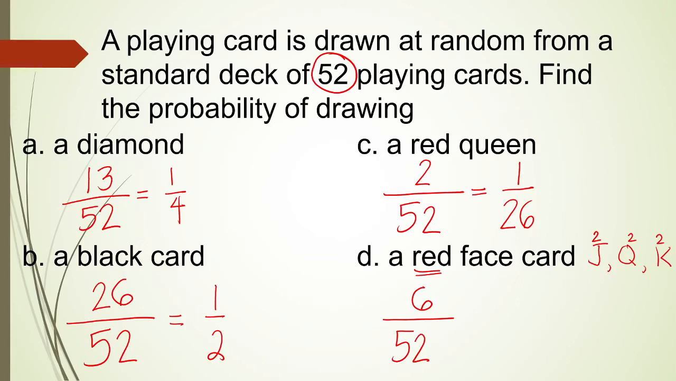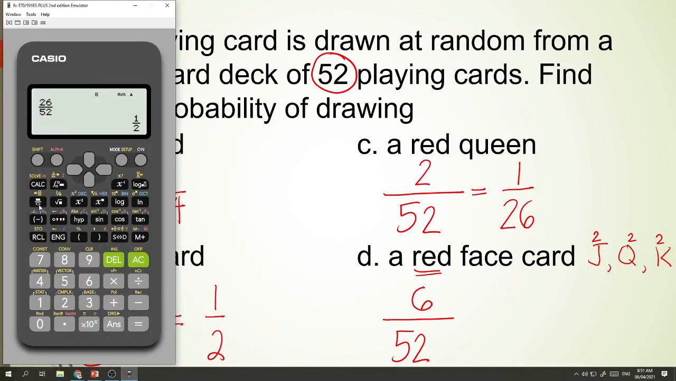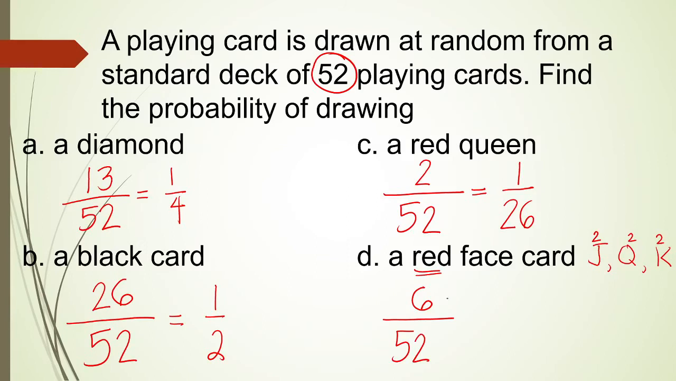Reduce 6 over 52. O, gamitan na ta og calculator para sa ani. 6 over 52. Pila man na? The answer is 3 over 26. Okay? So, section zircon, please make use of a calculator para mas mudali ang pag-solve. Okay? Let's continue.